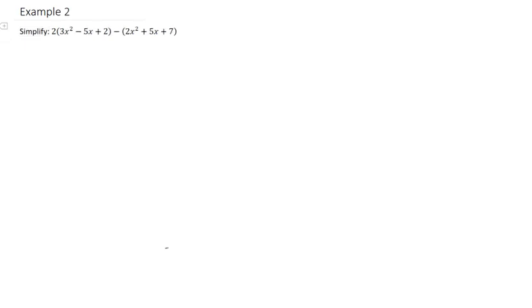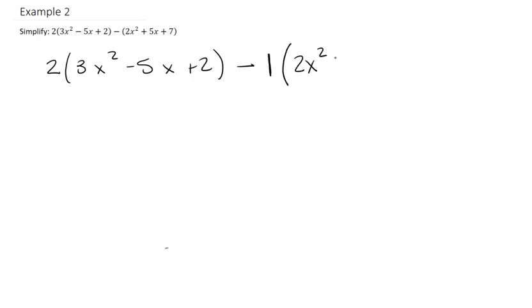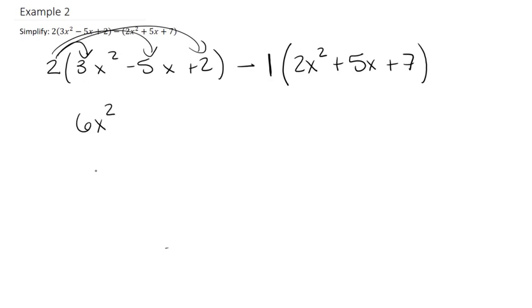Example 2. Simplify the following. We have 2 times 3x squared minus 5x plus 2 minus 2x squared plus 5x plus 7. So in order to do this, we're going to rewrite this. Now, if there is no number in front of our parentheses, it's just a 1, so we can just put a 1 right there. Now we're going to distribute this 2 to each of the terms inside the parentheses. So 2 times 3 is 6, then we have 6x squared. 2 times 5 is 10x. We have a minus sign because of that minus sign right there. 2 times 2 is 4, and it's just positive.